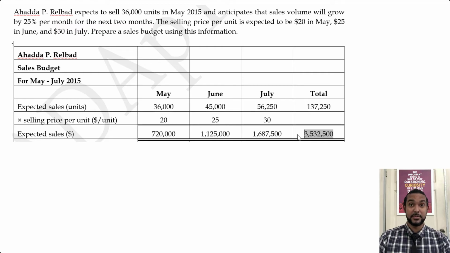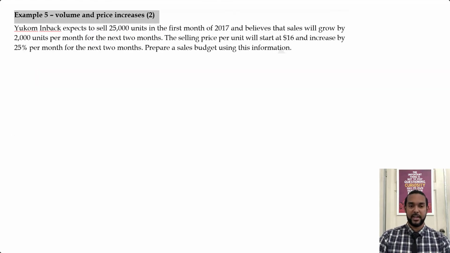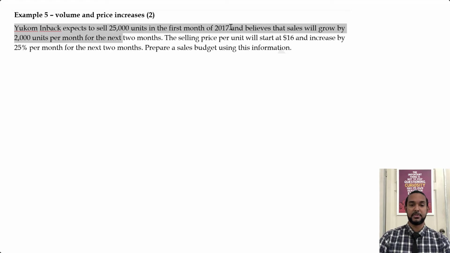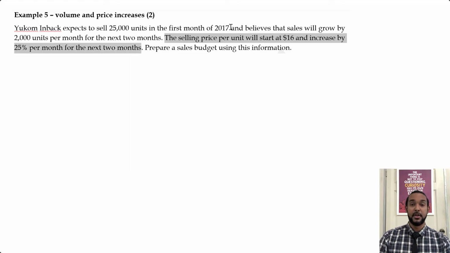All right, let's see what else we have in store here now. Okay, so for example 5, there are volume and price increases. Ivor Gill expects to sell 25,000 units in the first month of 2017 and believes that sales will grow by 2,000 units per month for the next 2 months. So here we don't have a percentage increase for the sales volume, we have a straight number figure. So all we have to do is add that same 2,000 every month. The selling price per unit will start at $16 and increase by 25% per month for the next 2 months. So now they've put the percentage increase on the selling price. They're just shifting around where they put the changes, just to give you a bit of mental flexibility. And they want a sales budget using this information.